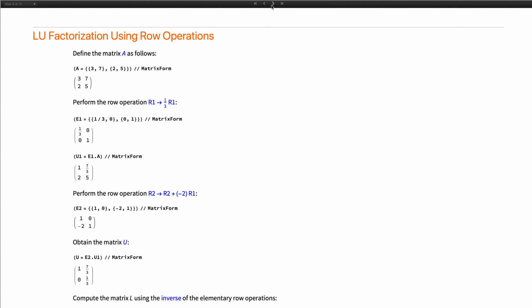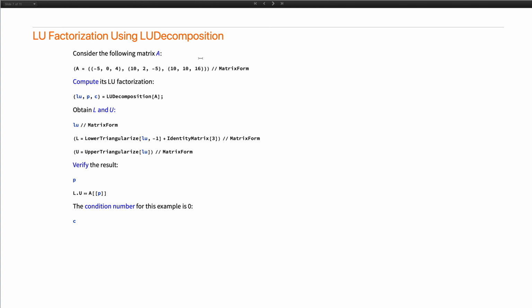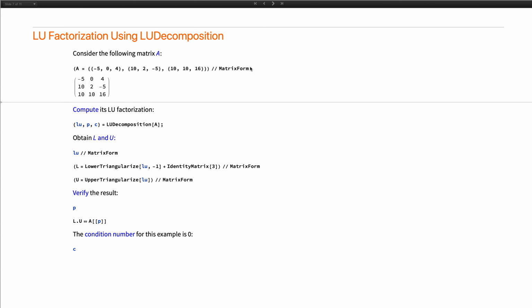But like I said, fortunately, we do have a nice function which can do that automatically. So here is a 3 by 3 matrix. I give it to LUDecomposition. And notice that the answer is a list of 3 elements. The first one called LU, the second one called P, the third one called C.